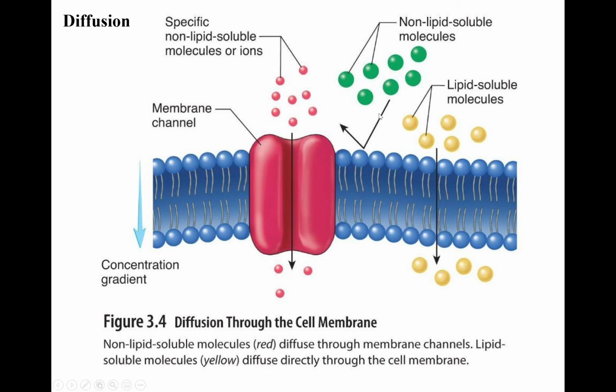The non-lipid molecules can't go through. That's what this arrow means. It tries to go through, but it can't because it cannot go through this membrane, the fats of the membranes. These are some specific non-lipid soluble molecules or ions that need the help of a membrane channel to get through. So here's your membrane channel that goes completely through the membrane, like a big old tunnel that it can just go through. It's not lipid soluble, so it couldn't do this action here. It has to have help with this membrane channel.